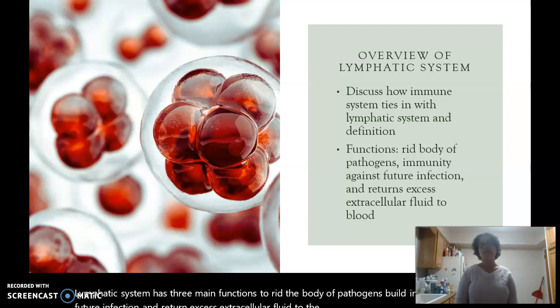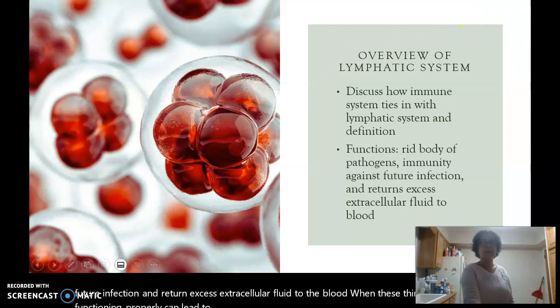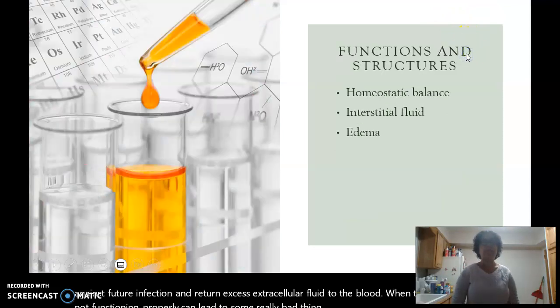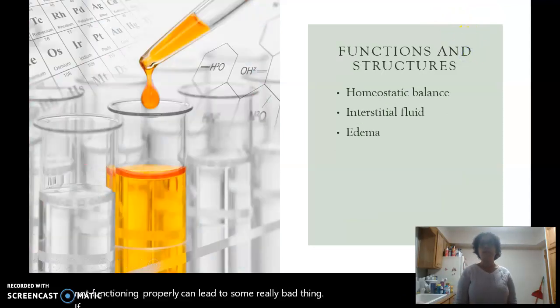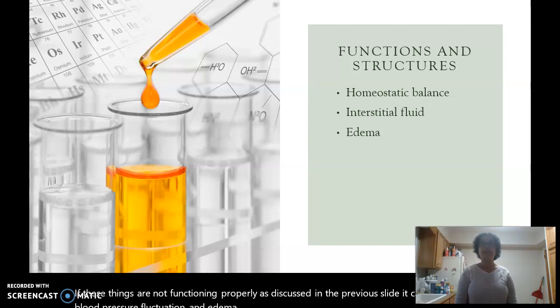When these things are not functioning properly, it can lead to some really bad things, such as blood pressure fluctuation and edema. It has to maintain homeostatic balance. Interstitial fluid is known as lymph.